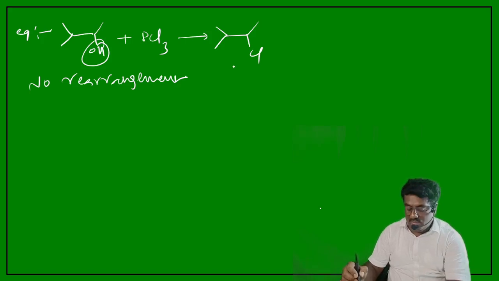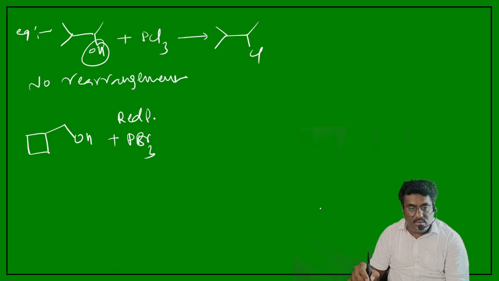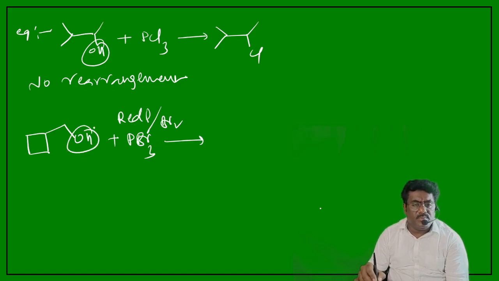Have a look at one more example. Alcohol with OH in presence of PBr3, red phosphorus with Br2. What is the product? Here also simply remove the OH, adding the bromine. This is the product. Here also no rearrangement.